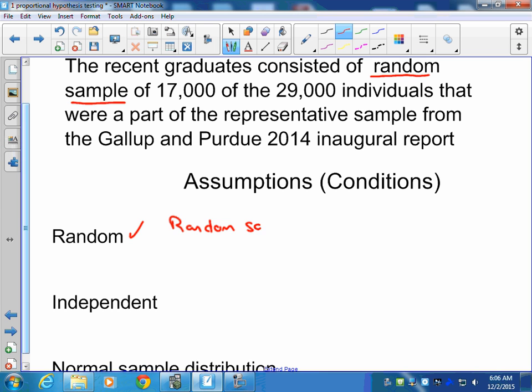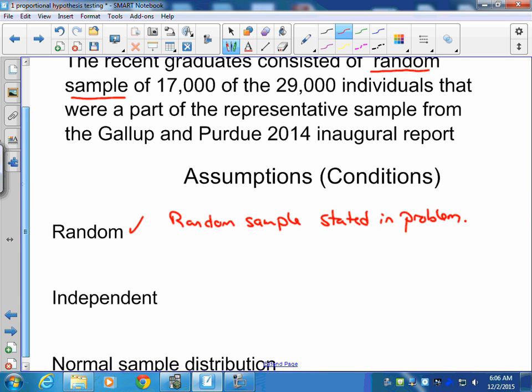Random sample, stated in problem. We have to show the person that's reading our answers that we've looked through and found and validated that.